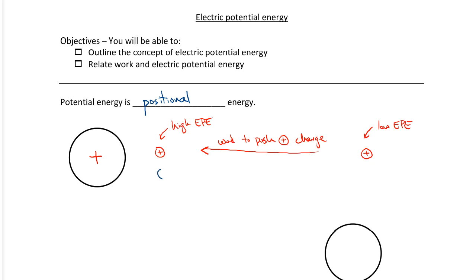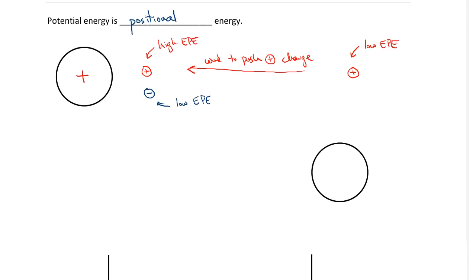If I chose a negative charge, the situation would be reversed. This would be low potential energy stored in the system because the positive and negative charges are attracting each other. And similarly, if I made the large charge negative, then having a small positive charge over here, again, this would be a system with low potential energy because they are attracting each other, and this is therefore energetically favorable. And over here, this would be high potential energy.